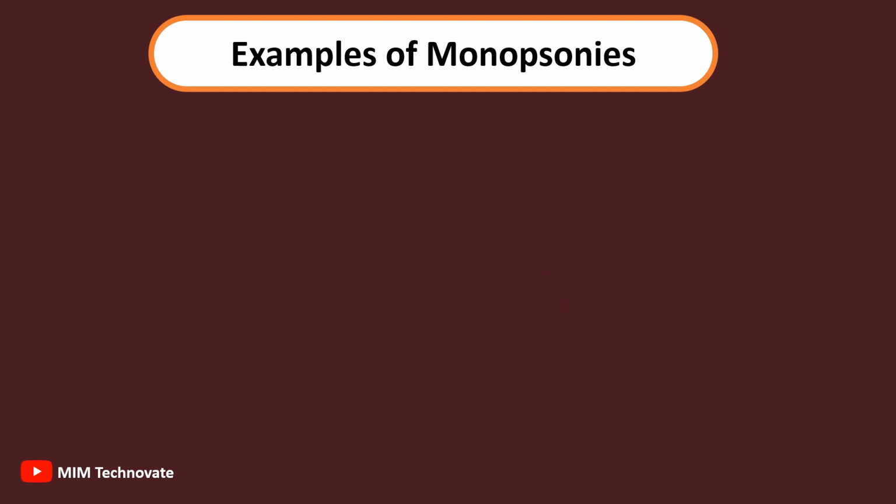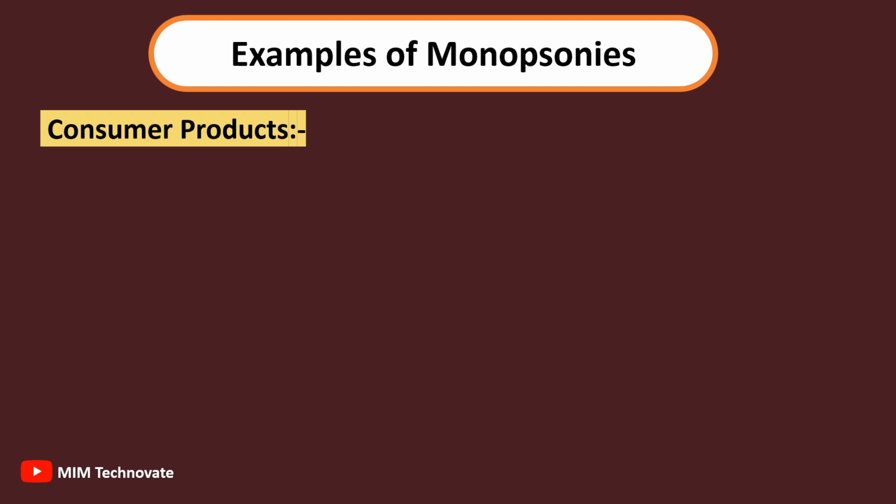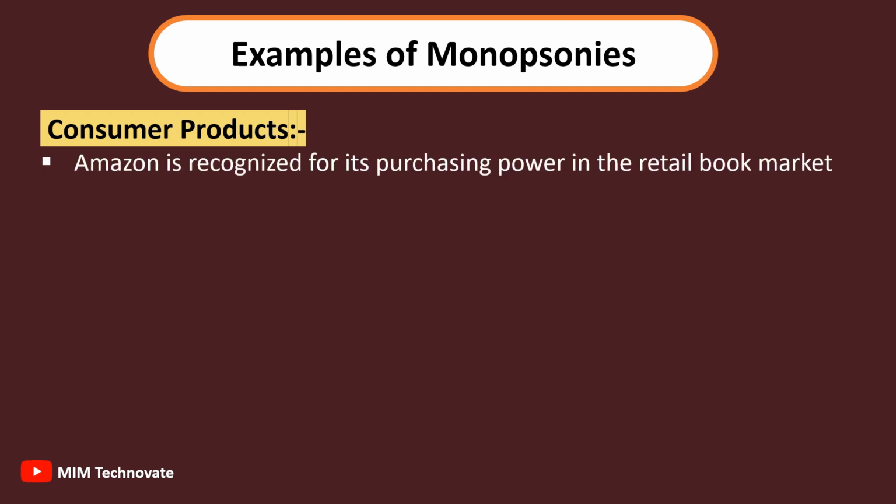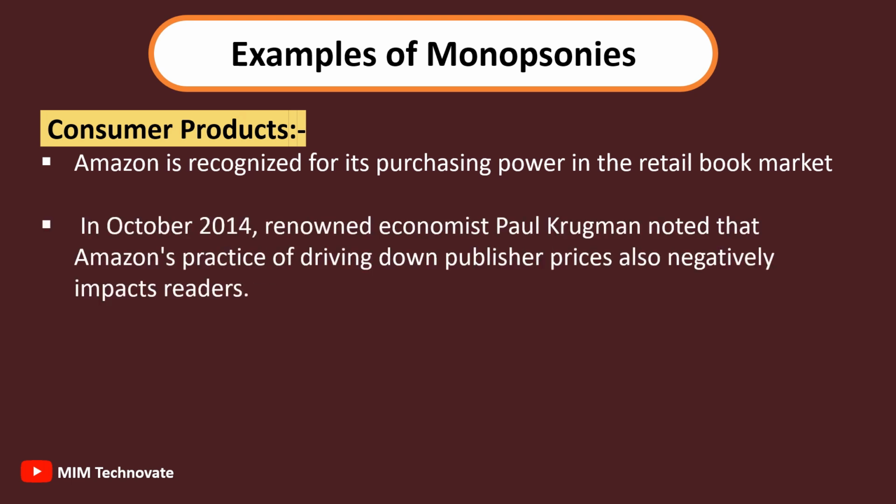Consumer products. Amazon is recognized for its purchasing power in the retail book market. In October 2014, renowned economist Paul Krugman noted that Amazon's practice of driving down publisher prices also negatively impacts readers.